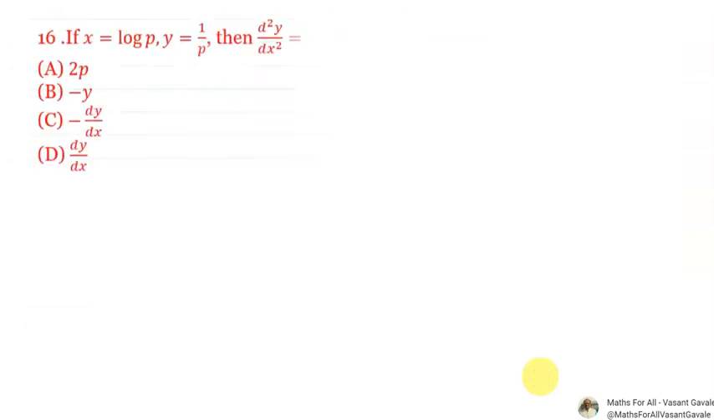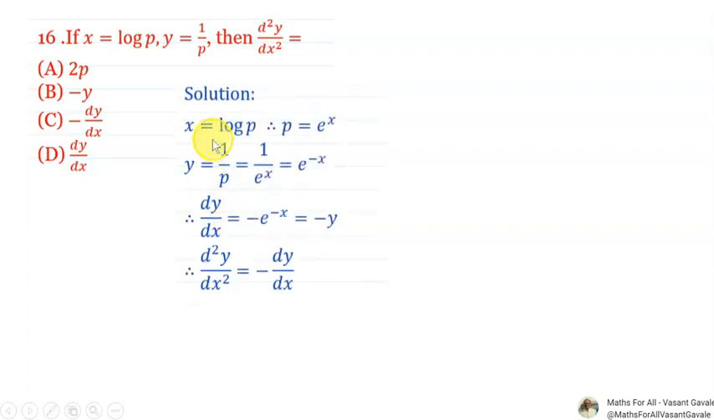Next example. If x is equal to log of p, y is equal to 1 upon p, then d2y by dx square is equal to? x is equal to log p. Therefore, p is equal to, logarithmic function आहे तो exponential मध्ये turn होणार. p is equal to e raised to x. y is equal to 1 upon p. But what is the p here? e raised to x. Therefore, 1 upon e raised to x. Therefore, y is equal to e raised to minus x.